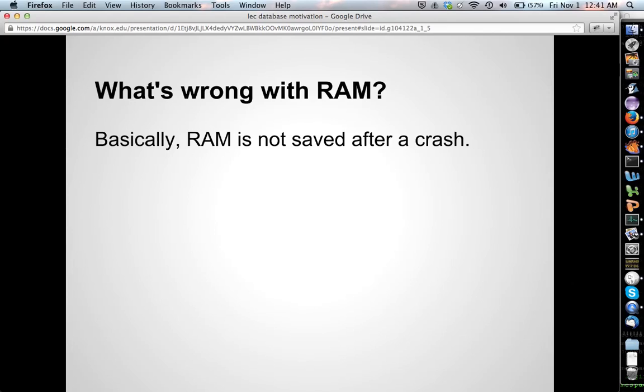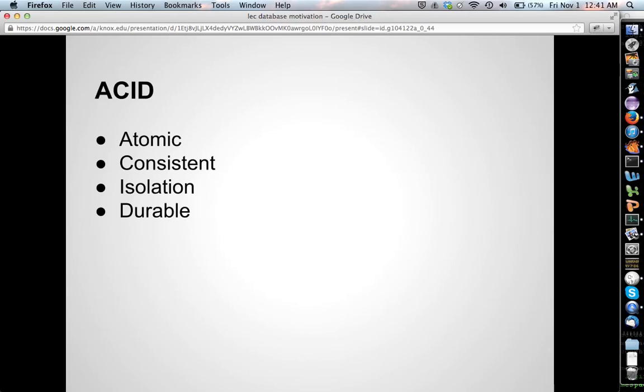So basically RAM is temporary. It's ephemeral, if you will. It's not saved after a crash or after the program ends. So whatever's in RAM, it just goes away. The machine reboots, RAM gets reset. So for a database, we actually don't want that.